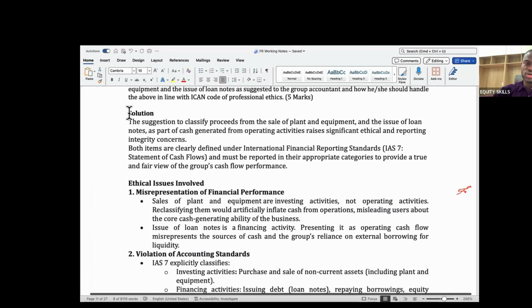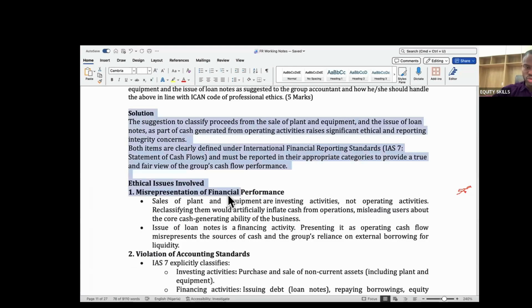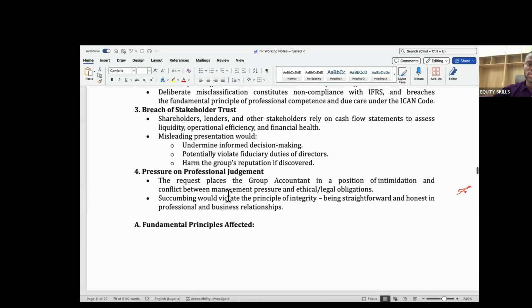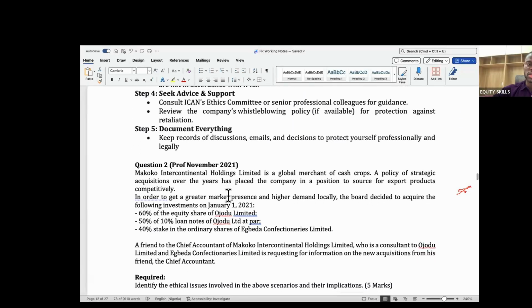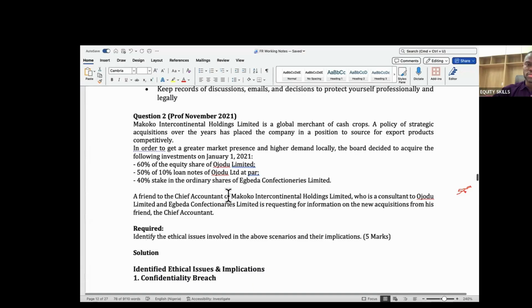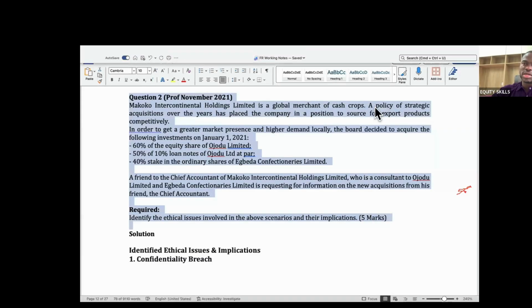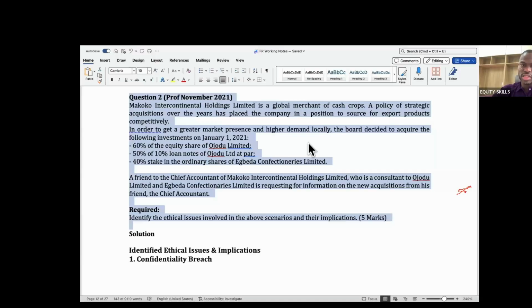I presented the solution for you just so that you'll be able to read through, and in case they ask similar questions, you can also apply it in similar cases. I have many of those questions here. So this question 2 was about confidentiality, right? A friend of yours is asking you to present him with information about a company you want to buy. That is also not right. You state the reason why it's not right, you state the threat, and you state the actions.